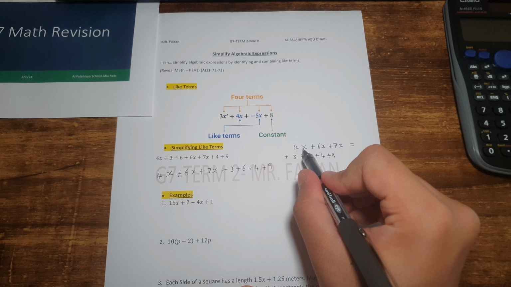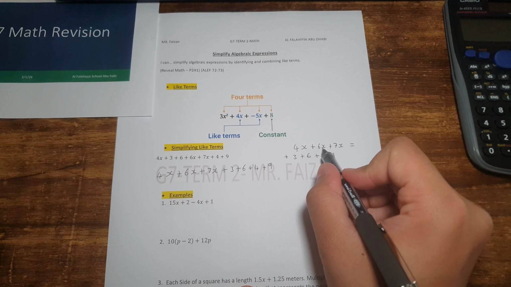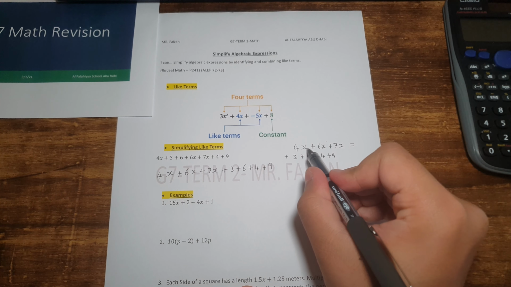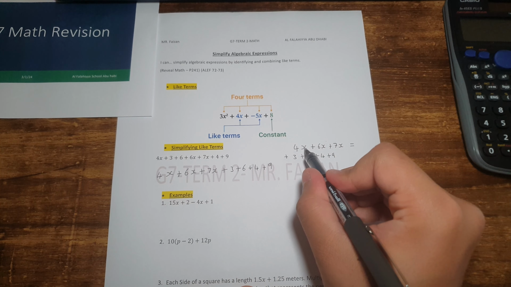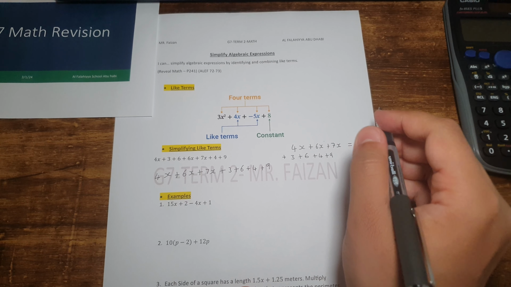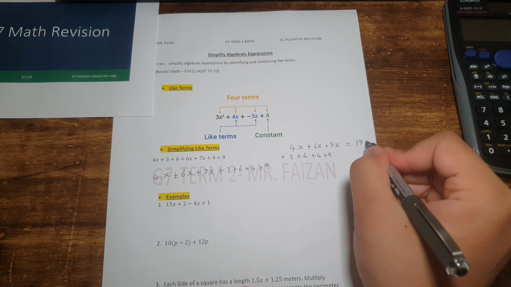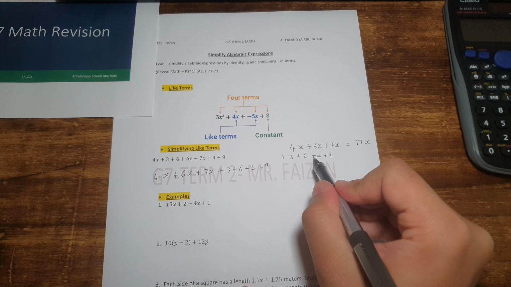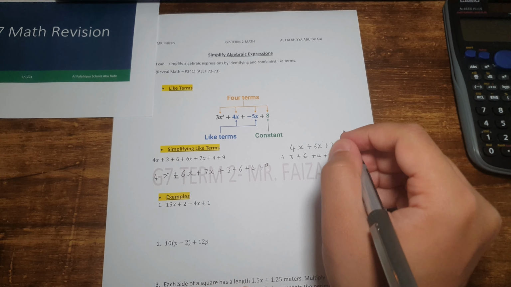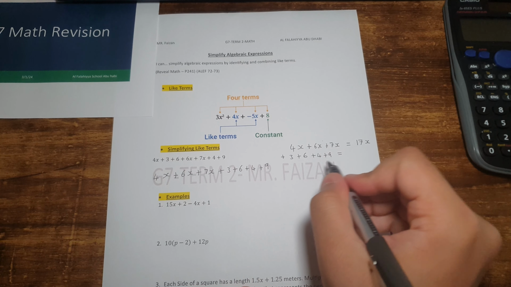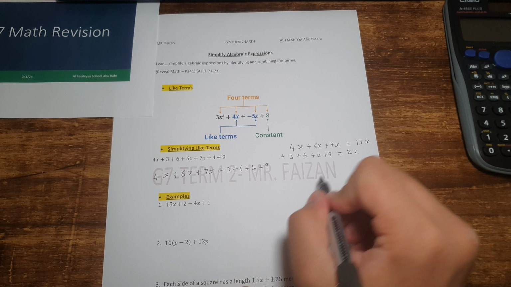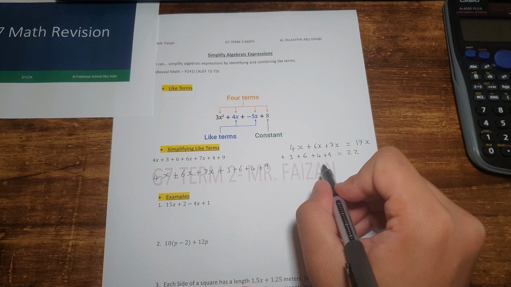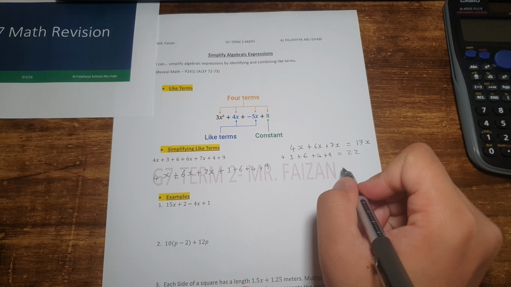Now remember, the variable is to the power of 1, the second term, power of 1, the third term, power of 1 also. So we can add these together. 4x plus 6x plus 7x equals 17x. 3 plus 6 plus 4 plus 9. This we're going to have 22 total. 6 plus 4, 10. 10 plus 9, 19. 19 plus 3 equals 22.